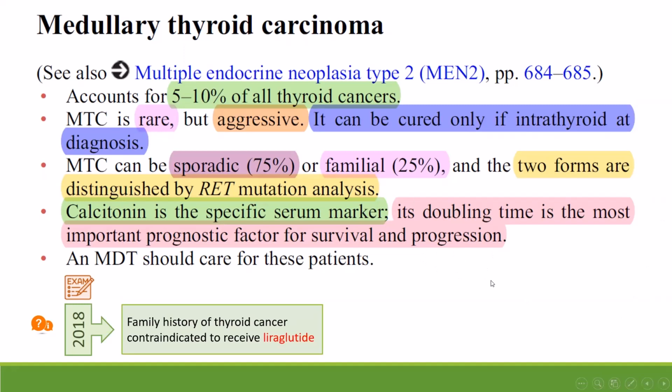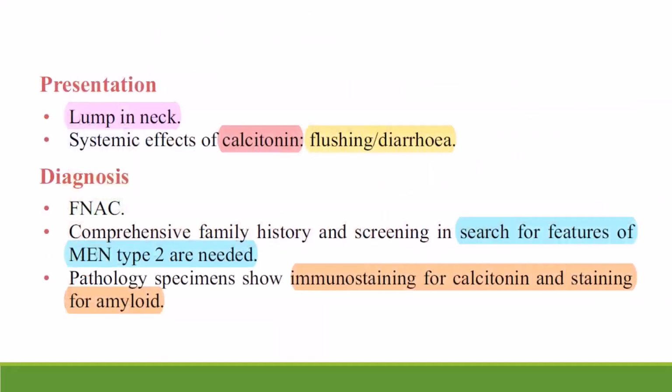So liraglutide is contraindicated if a patient has a family history or a previous history of medullary thyroid carcinoma. The presentation of medullary thyroid carcinoma is a lump in the neck, and systemic effects of calcitonin in the form of flushing and diarrhea. How to diagnose?